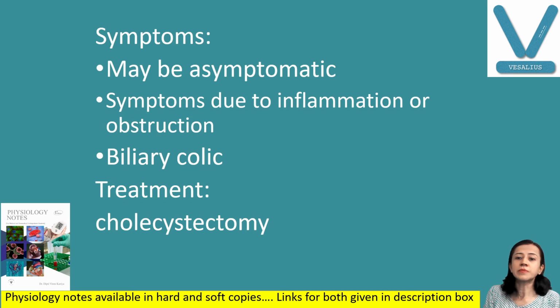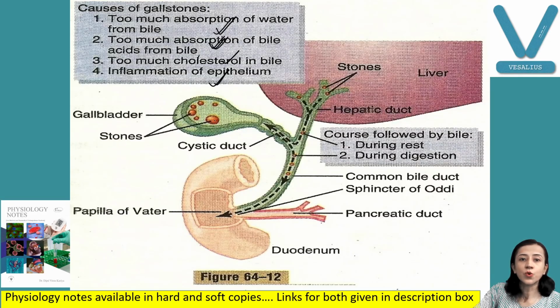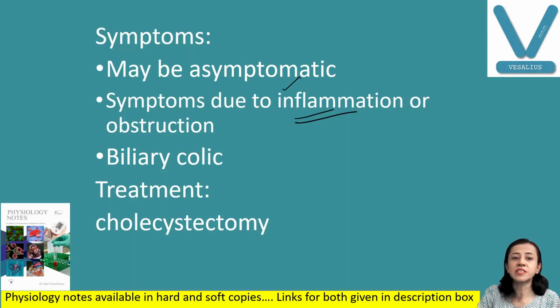Now, symptoms. Most of the time gallstones are asymptomatic, but if there is inflammation or if the stone gets impacted in the biliary tree, for example if the stone has come out of the gallbladder and blocked the cystic duct or common bile duct or anywhere, then it may produce symptoms. The symptom is biliary colic, a severe spasmodic pain because of increased spasm due to impaction of the gallstone.